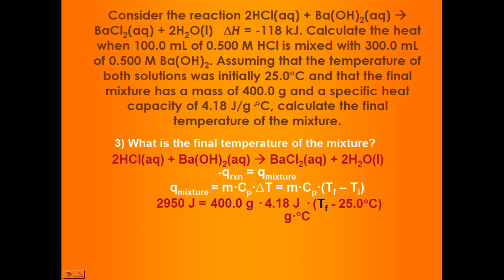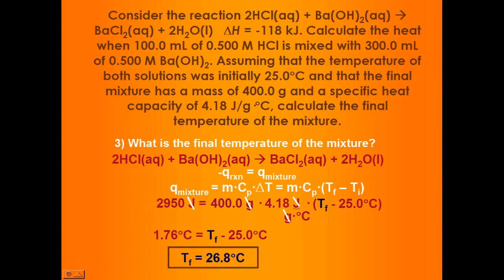After going through and combining the constants together, canceling out the units that are the same, I get that 1.76 degrees Celsius is the temperature change that occurred. And so the final temperature would be 1.76 degrees higher than 25. And with sig figs, decimal places tell me it would round to 26.8 degrees Celsius. You can always take that value and substitute it back in and see if that gives you the approximate Q value that you've been asked to solve for.